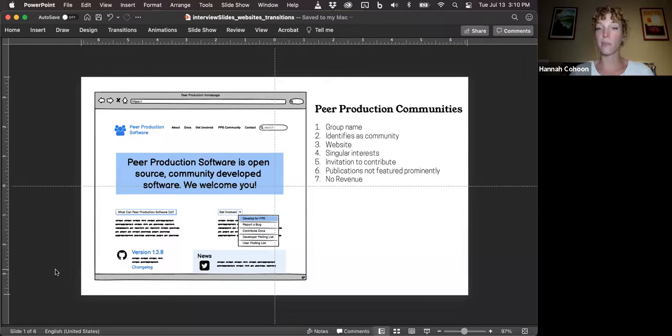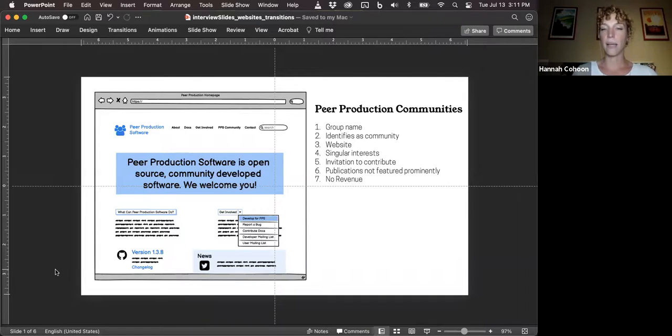So a peer production community has a name, and they say they are a community. They're very explicit about this. They have an online presence. They're focused on one thing, the software, and they clearly invite people to contribute. So there's a direct extension of an invitation to you, the reader of the website. Unlike some other kinds of organizations, they don't feature publications, and there's no revenue stream.